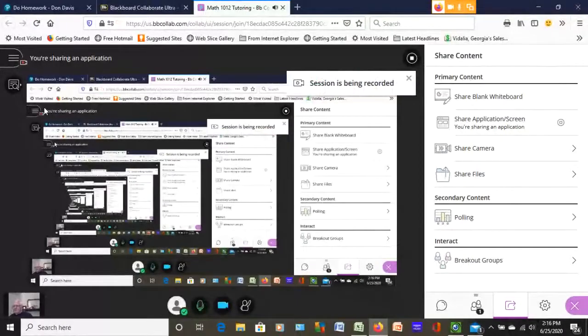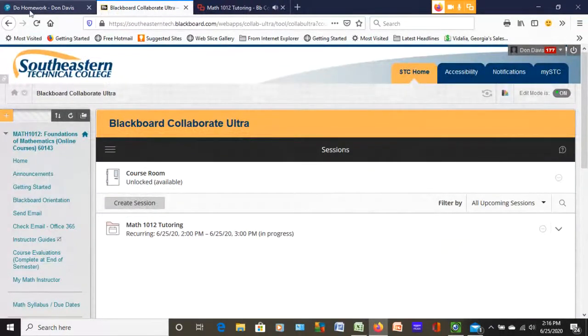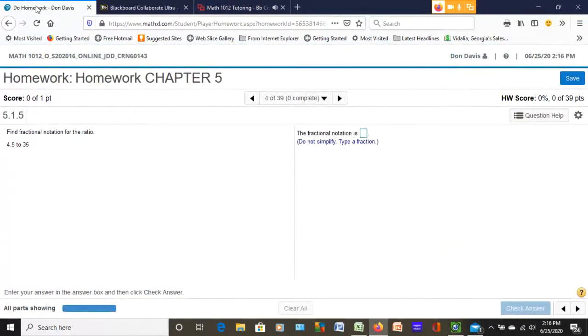Alrighty, this video is from Chapter 5, which is the chapter dealing with ratios. And we'll start off with this problem. Let me just make a note over on the pad as to this problem. They want us to find the fractional notation for the ratio 4.5 to 35, and they say don't simplify.